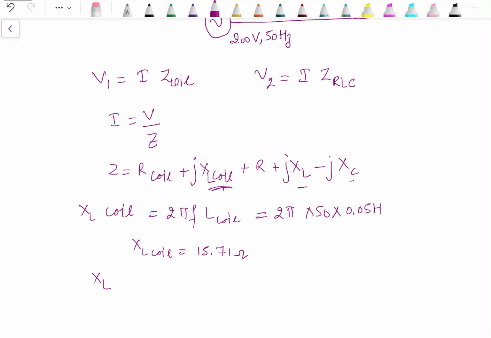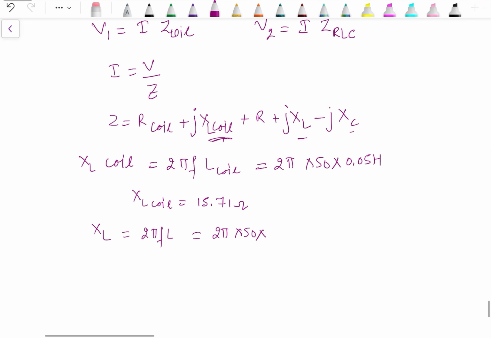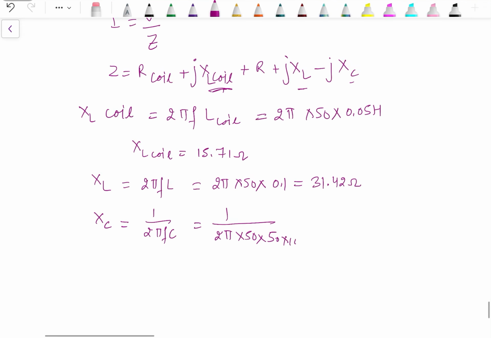Then XL is 2 pi FL, 2 pi into 50 into 0.1, which is 31.42 ohm. Then we need to calculate XC, which is 1 upon 2 pi FC, 1 upon 2 pi into 50 into C, where C is 50 microfarad, 50 into 10 raised to the power minus 6. We need to change the capacitance value into farads. So this gives the value of XC as 63.66 ohm.